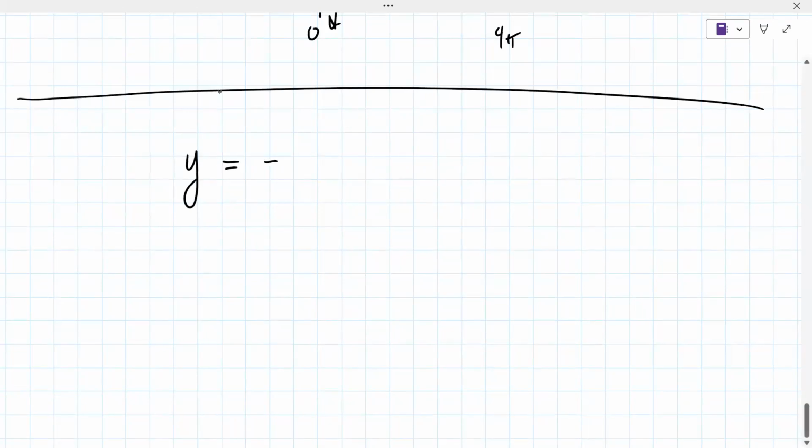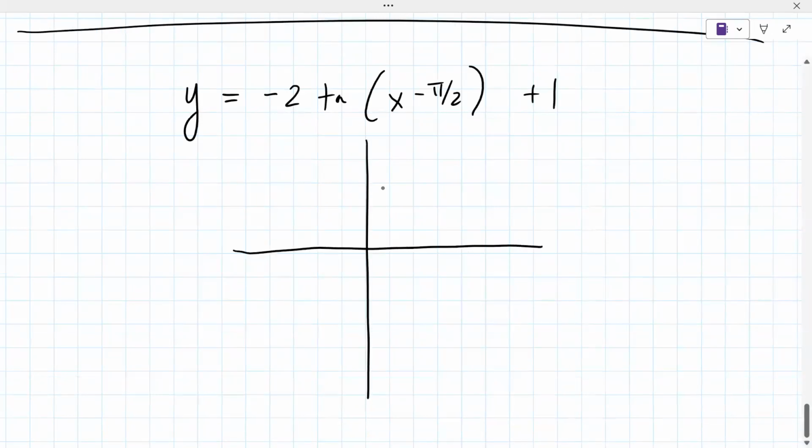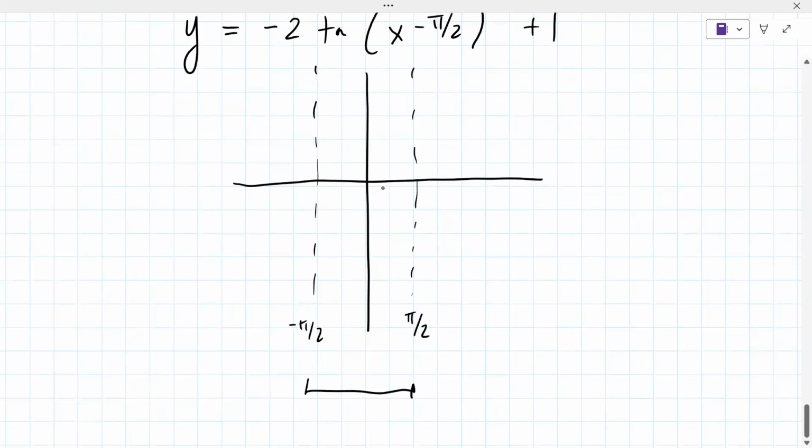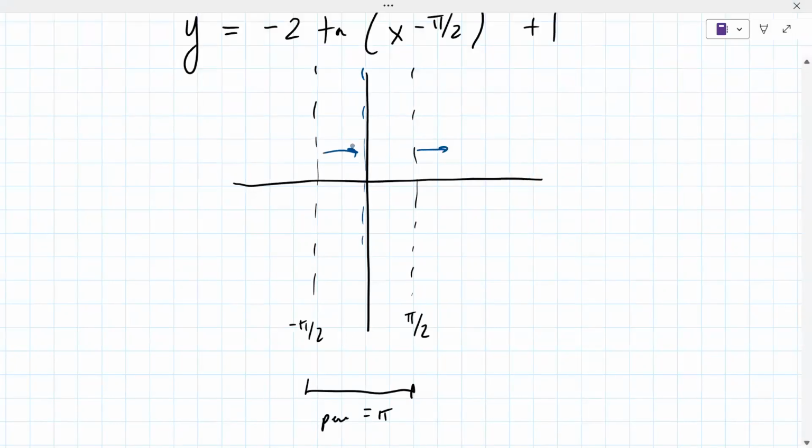y equals -2 tangent of (x minus pi over 2) plus 1. So this phase shift is important that we get first. Normally it starts here at minus pi over 2 and pi over 2, and these are a full period apart. The phase shift is pi over 2, which pushes both of these right. So it ends up being at 0 and then pi. Is that part okay?